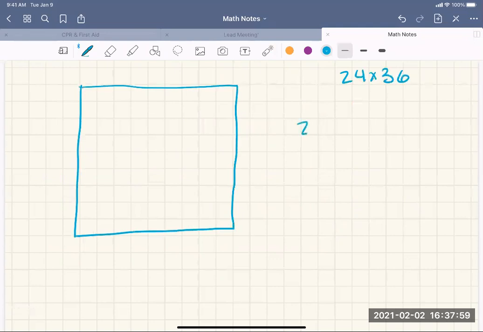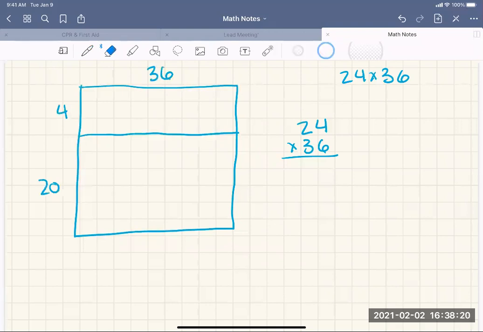Okay, so I'm going to write this problem vertically. And I'm also going to write 4, 20, and then 36. Okay, so we're looking at... no, I wrote this wrong. We want to do 36 on top. 36 times 24. Okay.